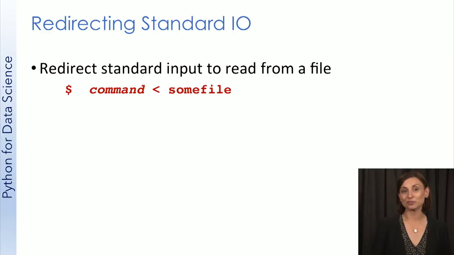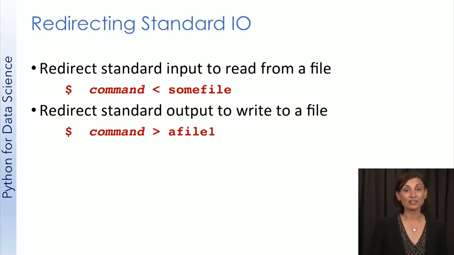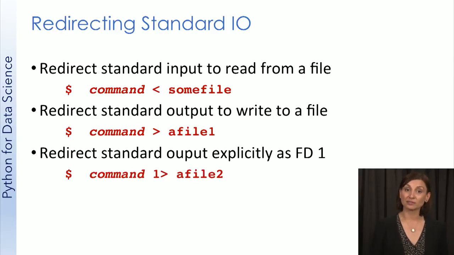To redirect standard input to come from a text file instead of the user's keyboard, we use the less than operator. So as you see here, it's command, less than operator, accepts from some file. To redirect standard out, we use either the greater than operator, or we can use the file descriptor explicitly, using 1 greater than as the operator. File descriptor, or FD1, is optional as the greater than defaults to standard out. Here we see command redirecting to a file 1 and a file 2.